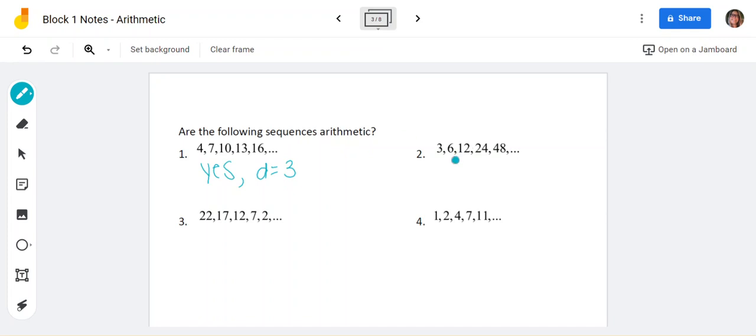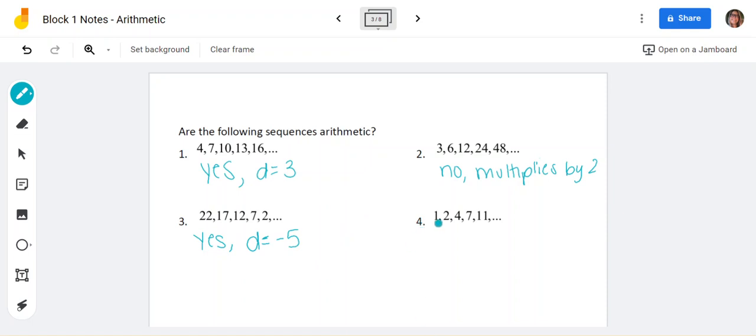Here we go. 3, 6, 12, 24, 48. Since we're multiplying this time, we're multiplying by 2 each term. It is not an arithmetic sequence. Here we're going 22, 17, 12, 7, 2. Yes, this is arithmetic. It has a common difference of -5. So since we're going down, we know our difference is a negative number.